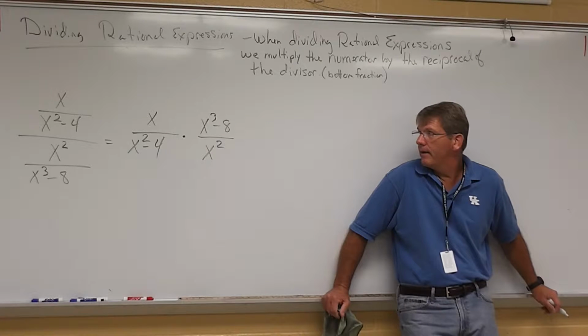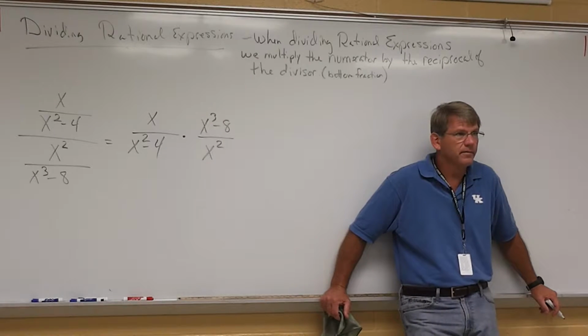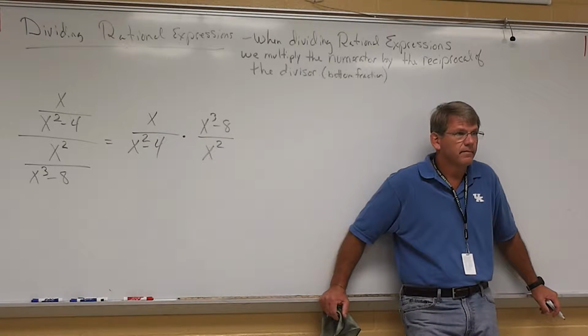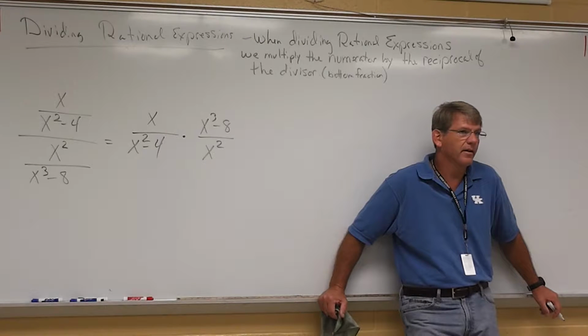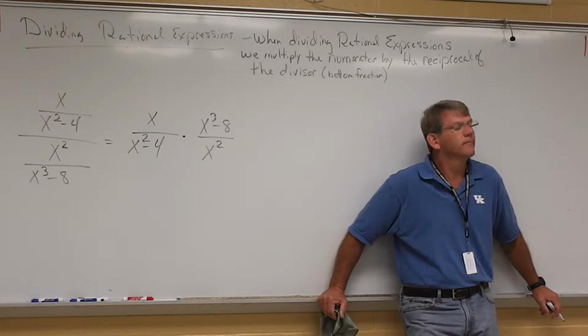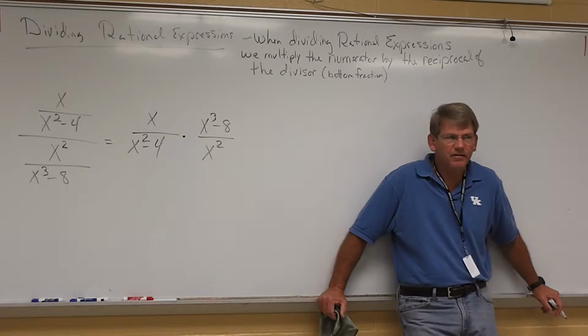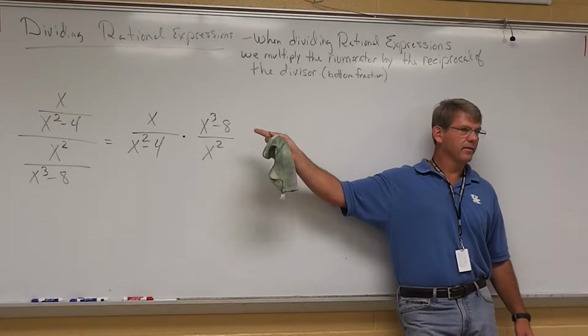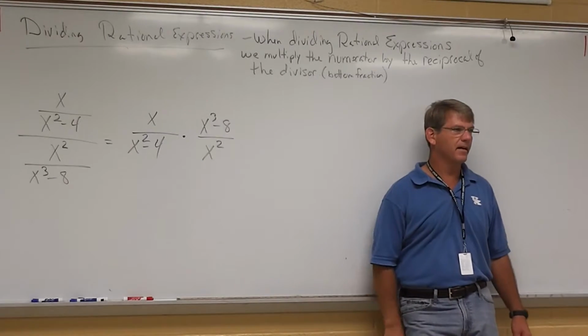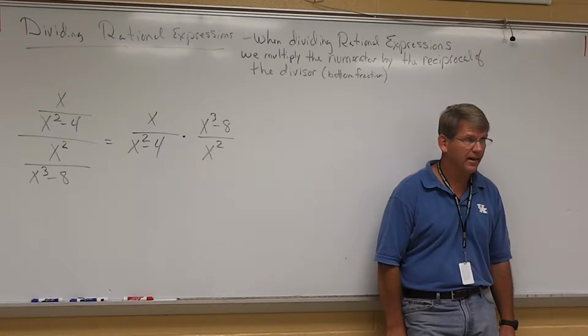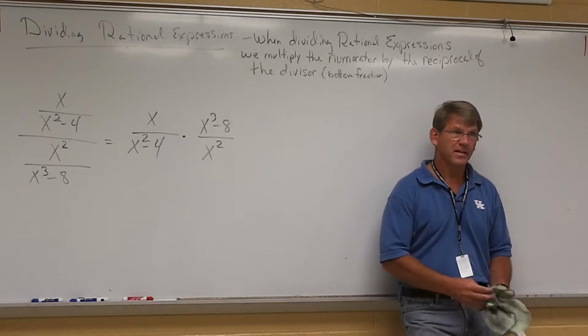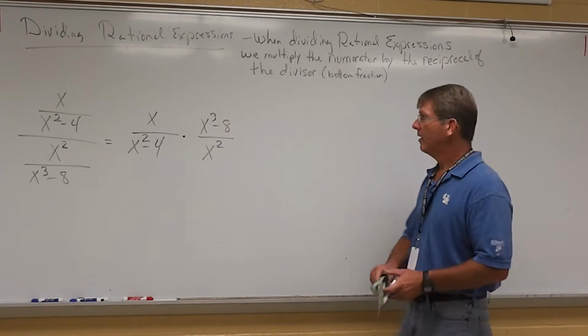So, with that in mind, can I divide that 8 by that 4? Connor says no. Why not, Connor? 8's divisible by 4. Why can't I do it? They're terms, not factors. Bingo. I cannot factor an 8 out of that numerator. I cannot factor a 4 out of that denominator. Therefore, if I can't factor it out, I can't divide it out, right? I say that over and over and over and over.